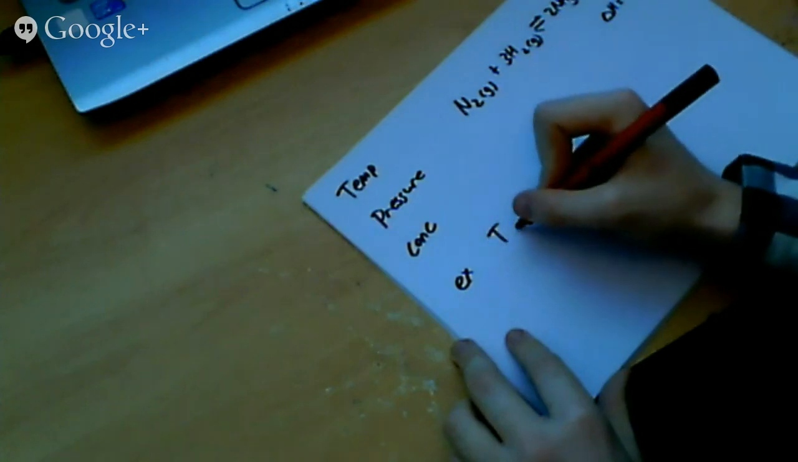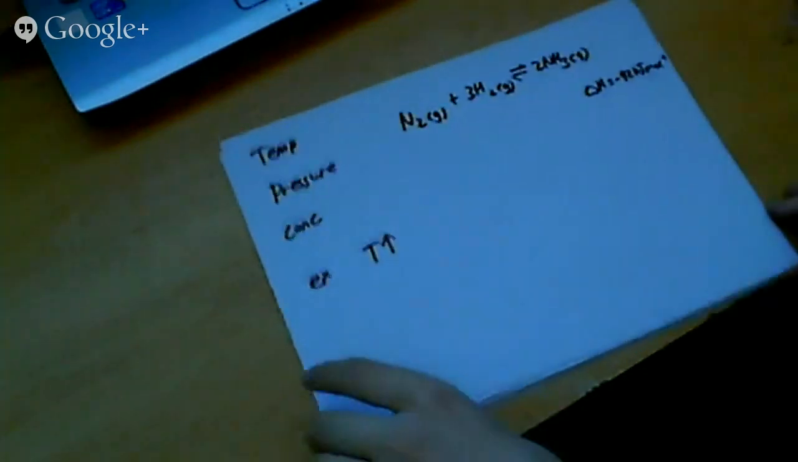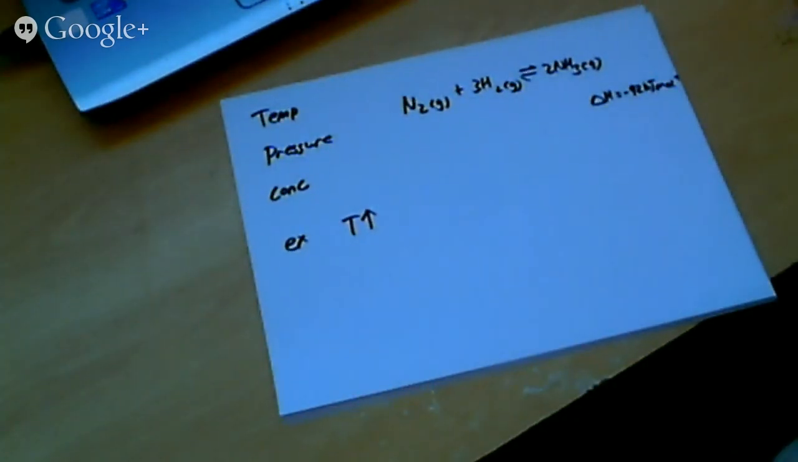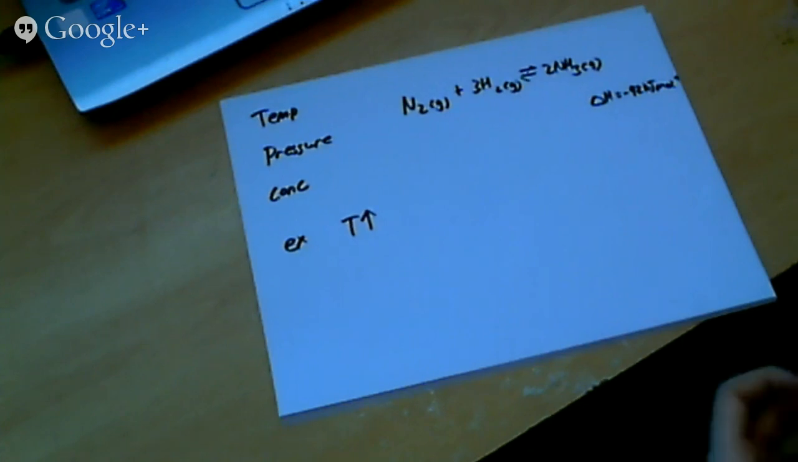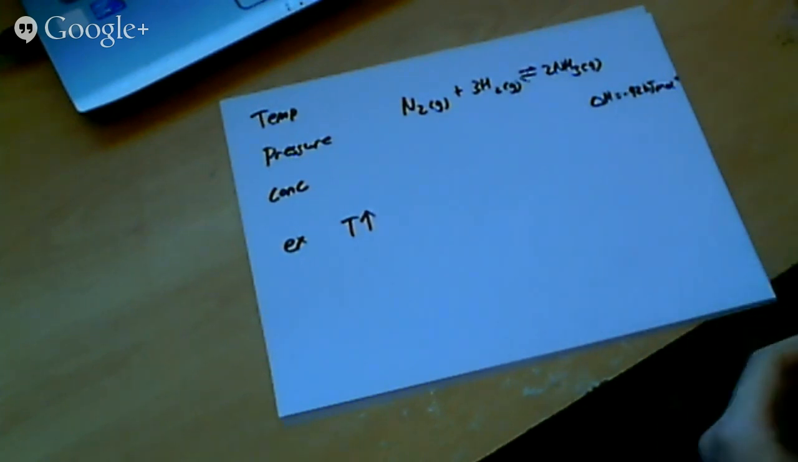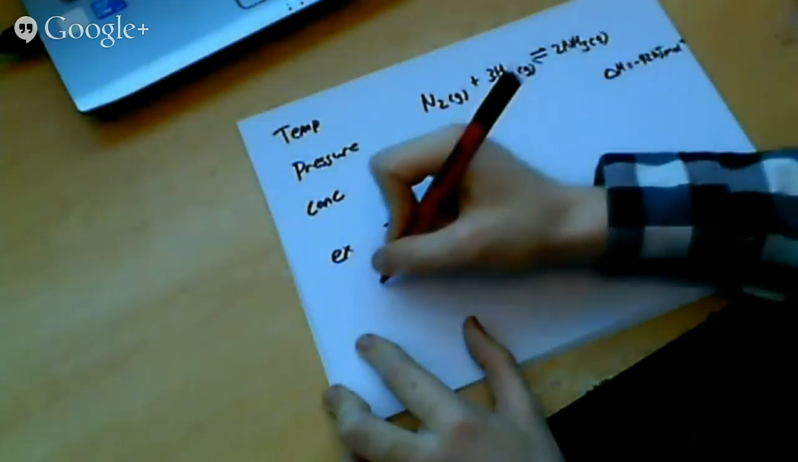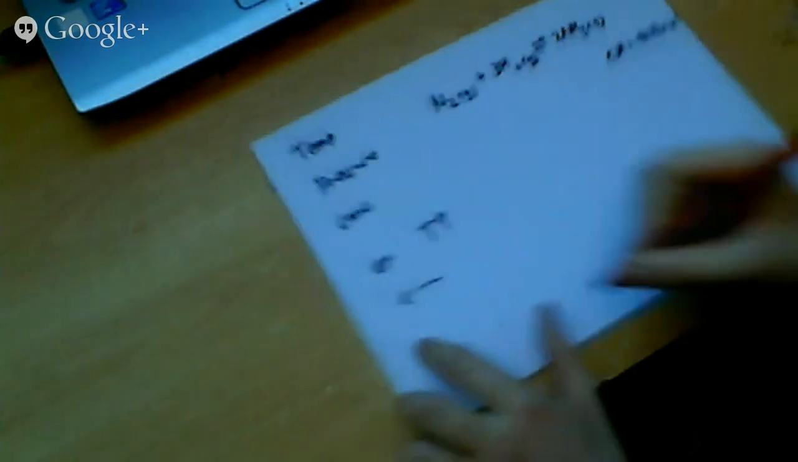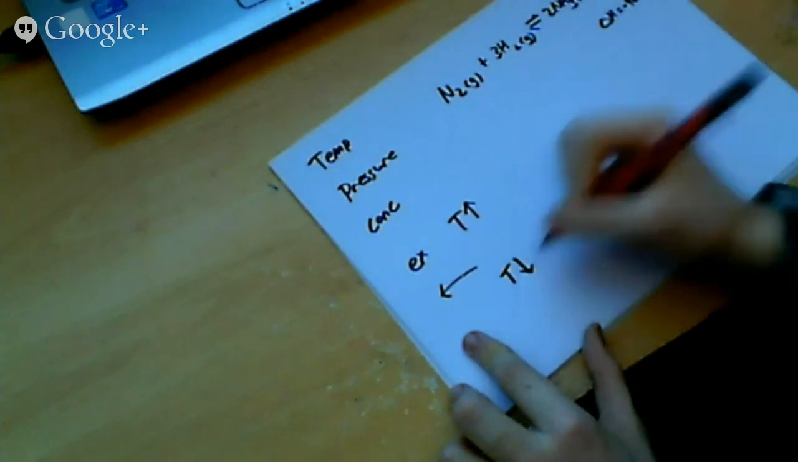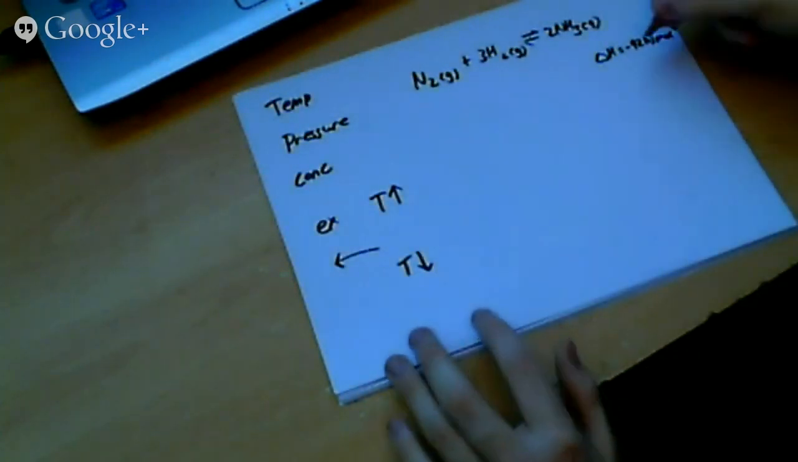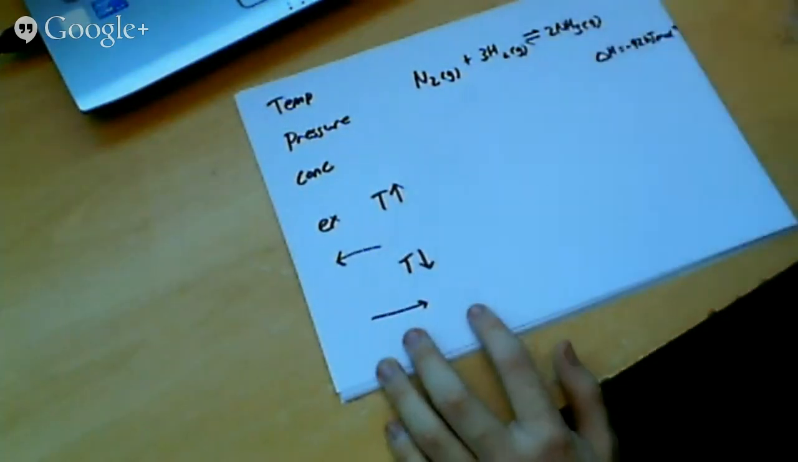That means if temperature is increased, it's giving more energy to the system, so it's going to want to give out less. If it's exothermic, it's giving out energy. So it's going to want to take in that extra energy, so it's going to shift to the endothermic side. If temperature decreases, it's going to want to give out more heat, so it's going to shift to the exothermic side.